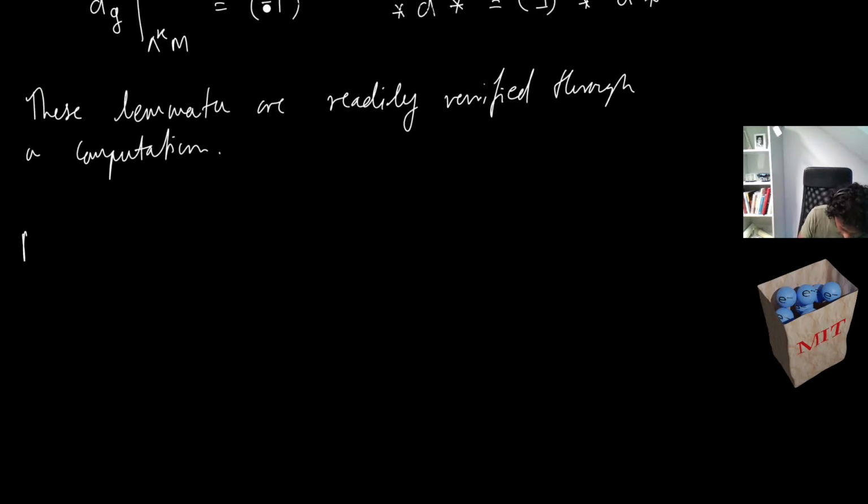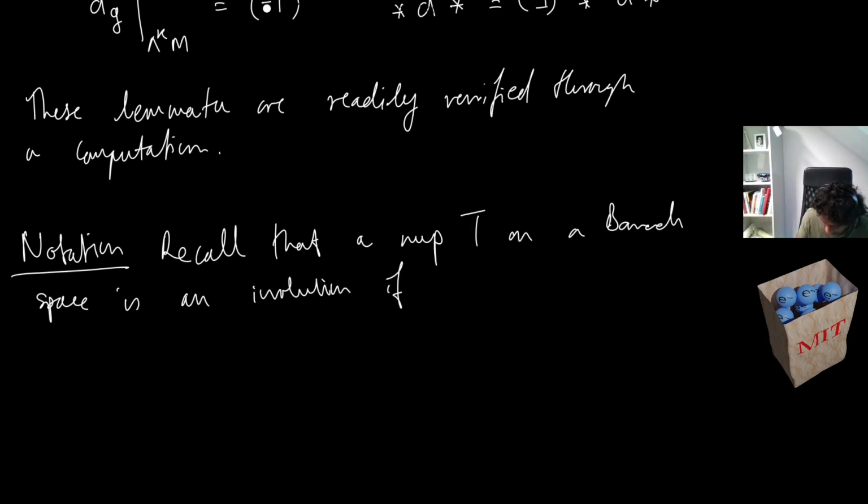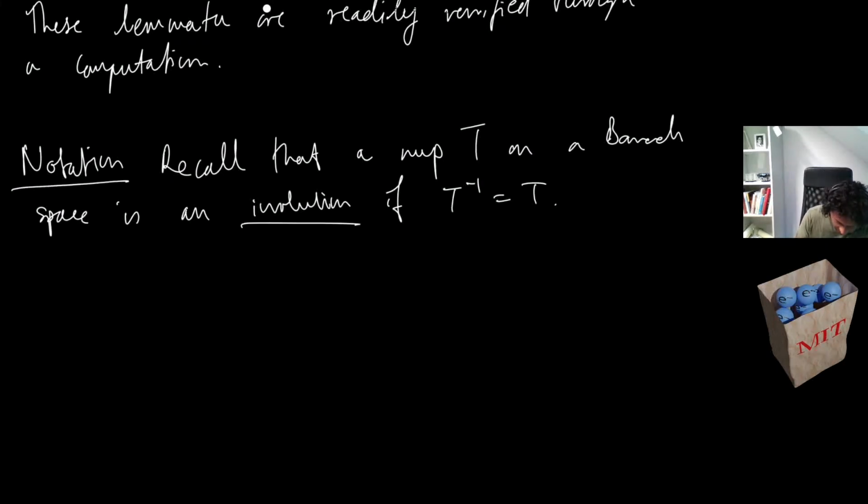So, notation. Recall that a map T on a Banach space, say, a bounded map, so it has to be a bounded map, is an involution if T inverse is equal to T. Okay, so that's what an involution is.